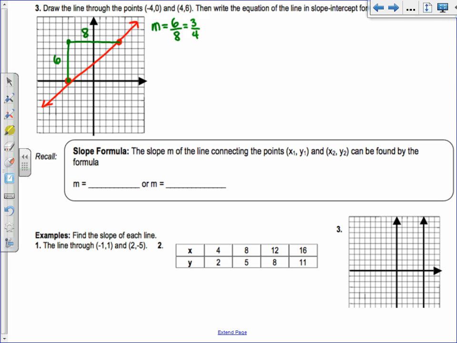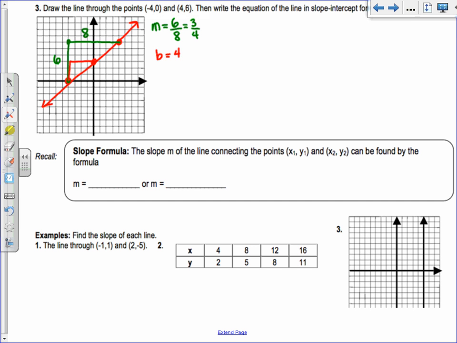Mine's a little bit off, so I can't really tell. But maybe you could say, oh, well, 6/8, that's the same as 3/4. So if I go up 1, 2, 3, and over 1, 2, 3, 4, you should be at that point. All right, and that point is (0, 4). So it looks like your b value is going to be 4.